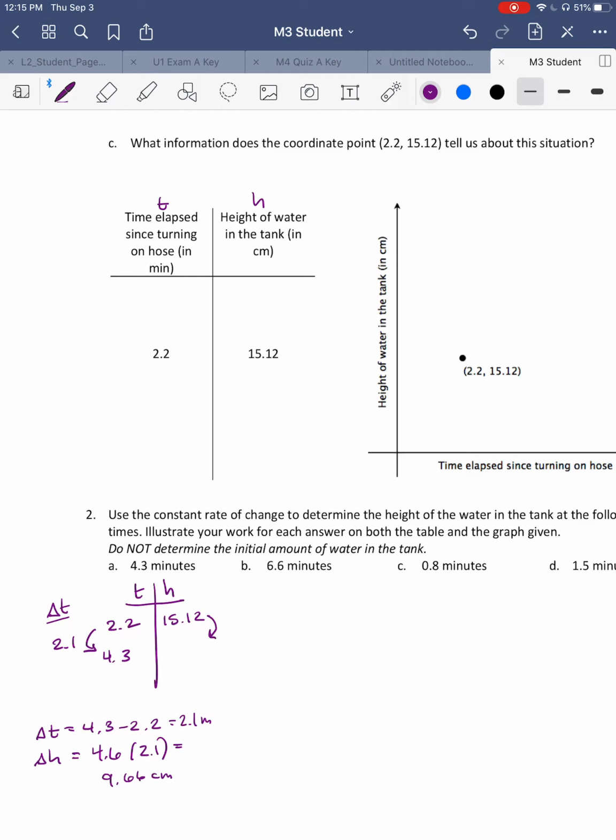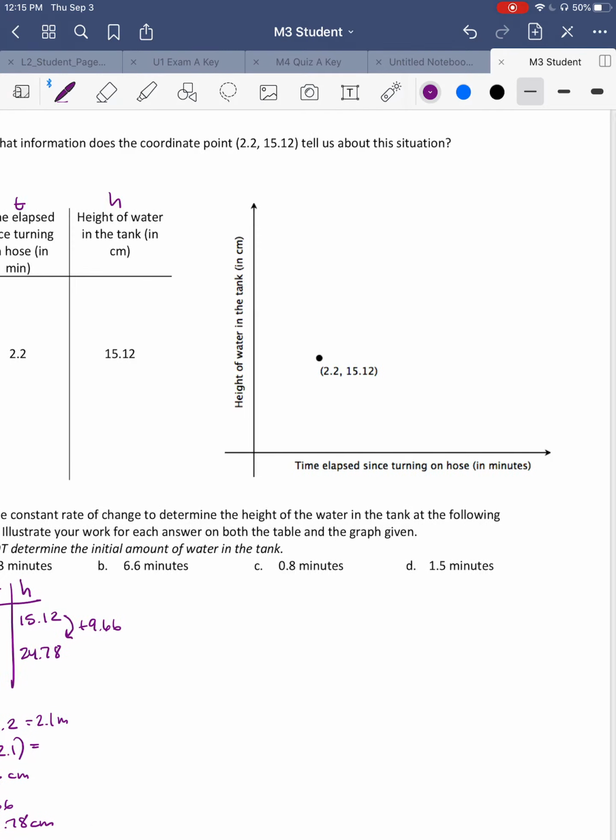So that means to go from here to here, I'm going to go up by 9.66 centimeters. And so finally, my last step to find my height, I'm going to do 15.12 plus that 9.66, because my height started at the 15.12 centimeters, the one I knew, and it went up by 9.66, and that's what leads us to 24.78 centimeters. So it equals 24.78. Sorry, my handwriting is a little messy today.